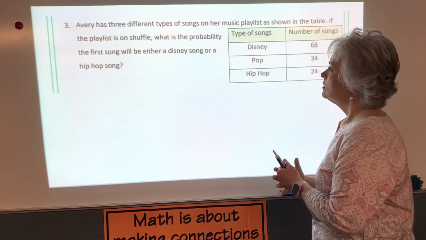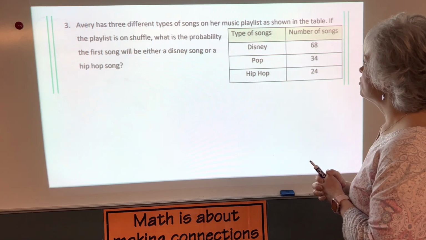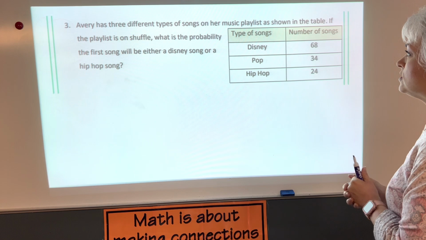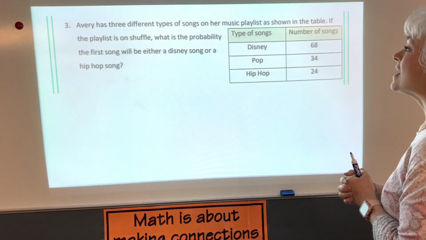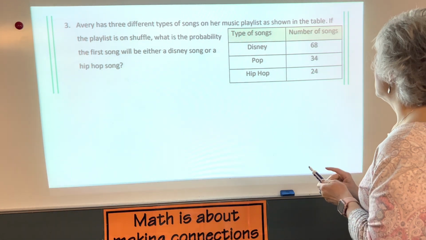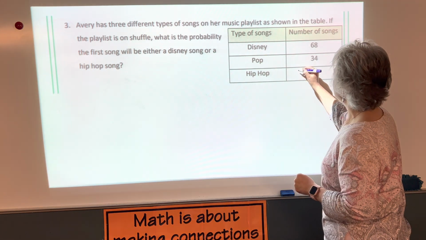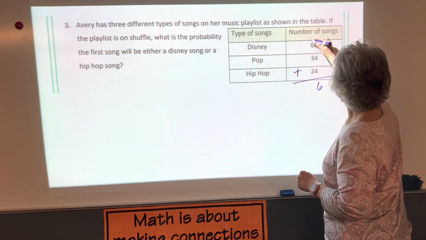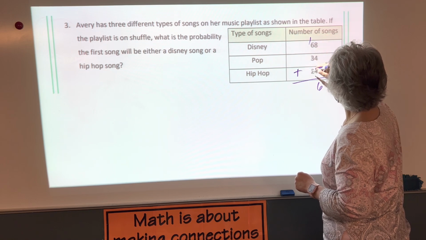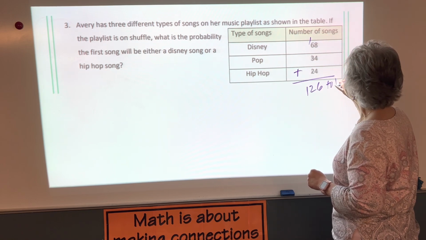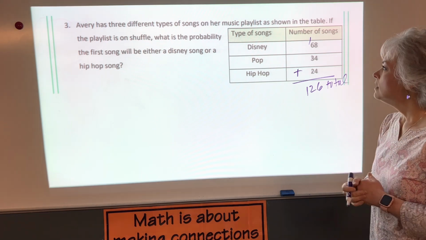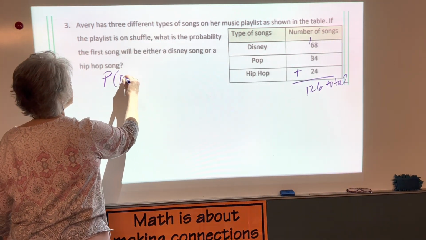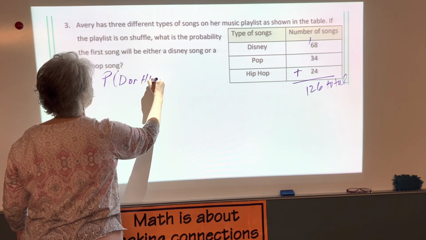Okay. Avery has 3 different types of songs on her music playlist as shown in the table. If the playlist is on shuffle, what is the probability the first song will be either a Disney song or a hip hop song? So first of all, how many total songs do we have? There's 126 total songs. And so we want the probability that it's Disney or hip hop.